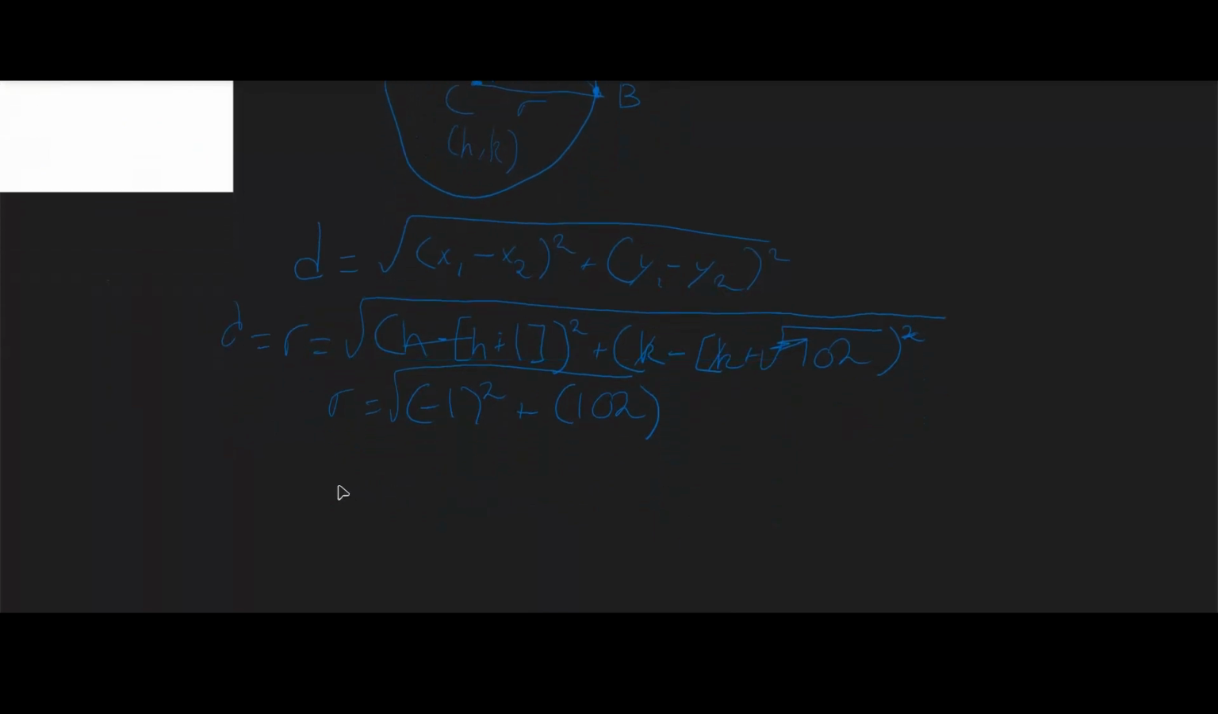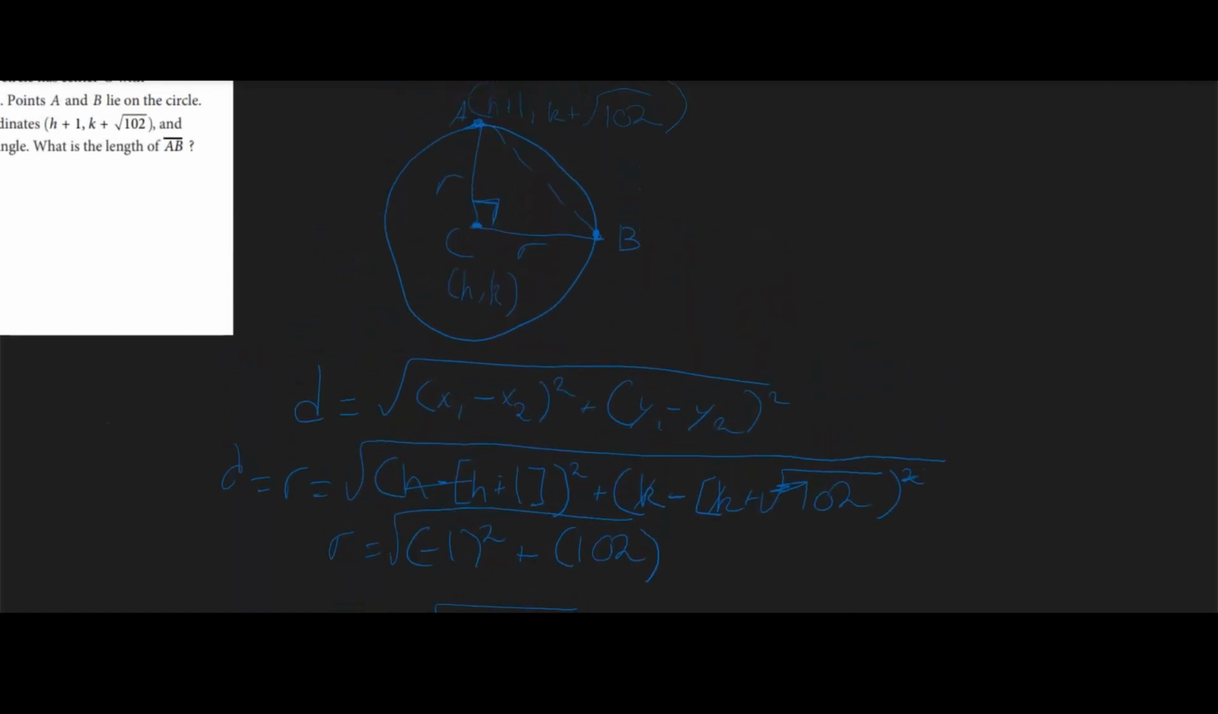Now we can simplify even further. So minus 1 squared is just going to be 1. So this becomes basically 1 plus 102, all square rooted. So in other words, our radius is equal to the square root of 103, right? So now we know what the value of r is.